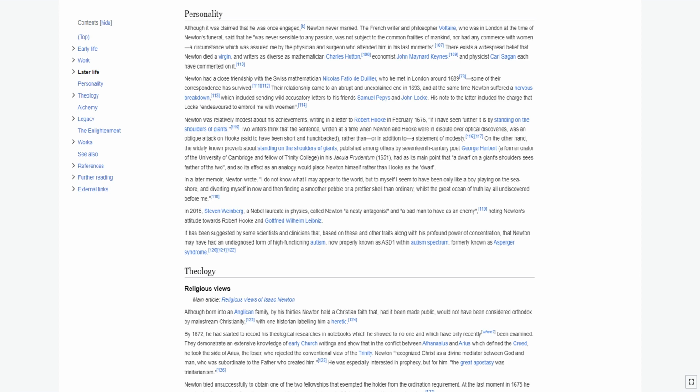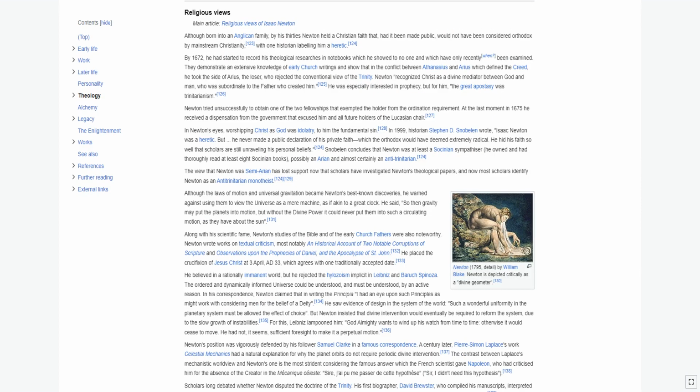In 2015, Steven Weinberg, a Nobel laureate in physics, called Newton a nasty antagonist and a bad man to have as an enemy, noting Newton's attitude towards Robert Hooke and Gottfried Wilhelm Leibniz. It has been suggested by some scientists and clinicians that, based on these and other traits along with his profound power of concentration, Newton may have had an undiagnosed form of high-functioning autism, now properly known as ASD Level 1 within the autism spectrum, formerly known as Asperger's syndrome.